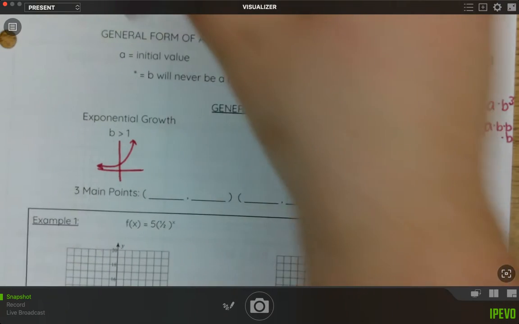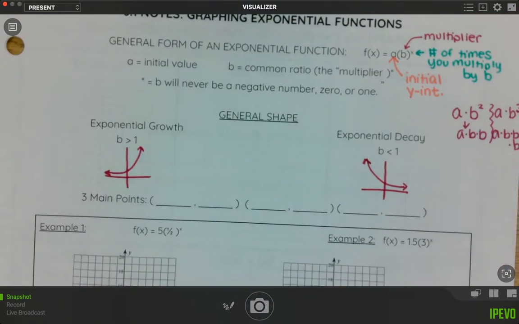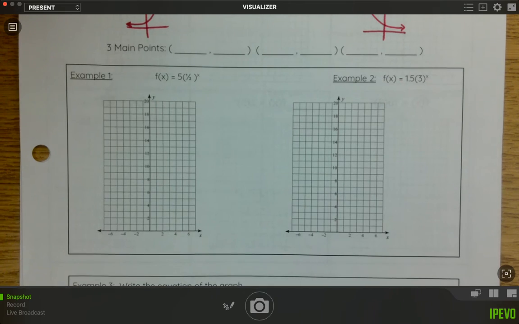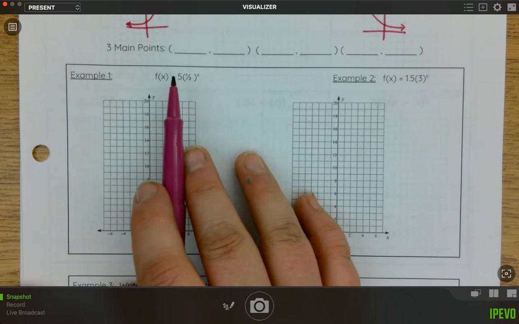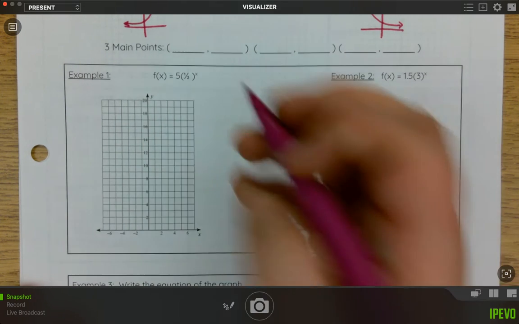Okay, so I'm going to skip the points for one main reason. That main reason is because there's actually an easier way of graphing these. So this is your initial value, this is your multiplier.